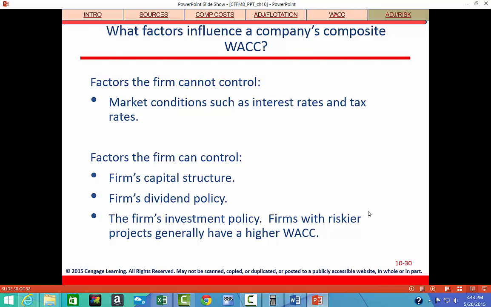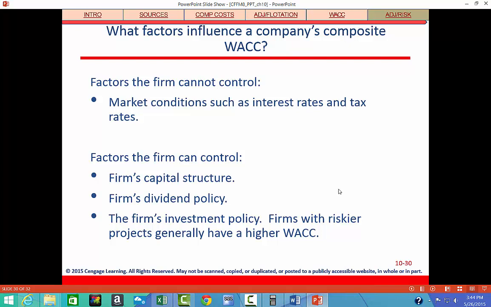And then there are some factors that influence the company's weighted average cost of capital, and some things they can't control, like the current state of the economy, what the interest rates are right now, and what the tax rates are based on legislation that's been passed. Things that the firm can control, if it needed to try to adjust its weighted average cost of capital, would be that they can change the percentage that they want for their target capital structure.